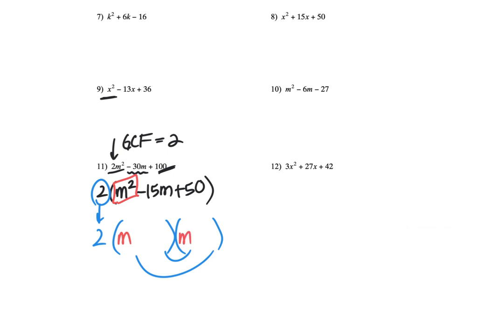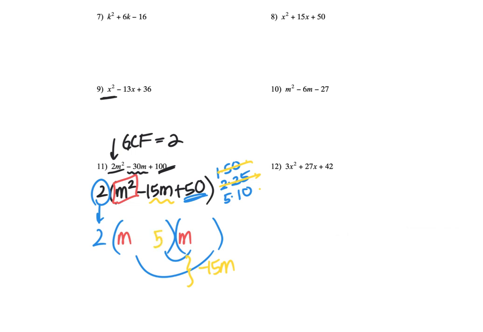Then I go to the last term, which here is 50, and I'm looking for factors of 50. So 1 and 50, 2 and 25, 3 or 4 don't go in there, 5 times 10, and I think that's all. And remember, we're trying to make that add up to this middle term. We want that to be a negative 15m. So which of those give me the opportunity to make a negative 15? Hopefully you are saying that it's the 5 and the 10.